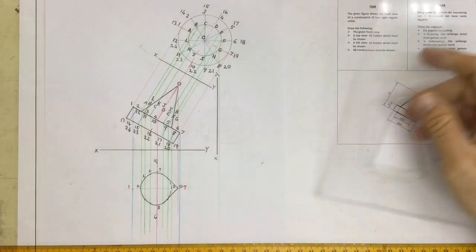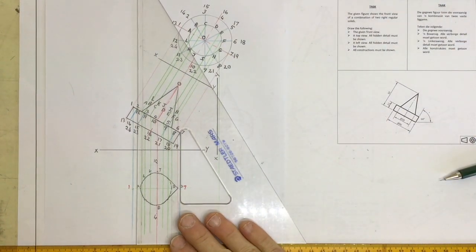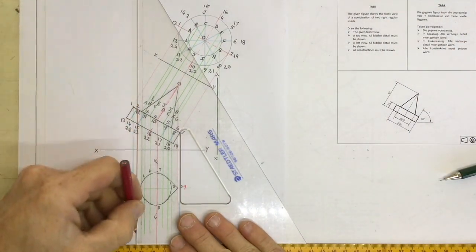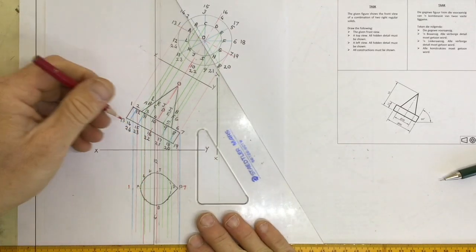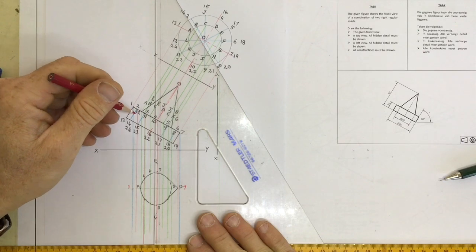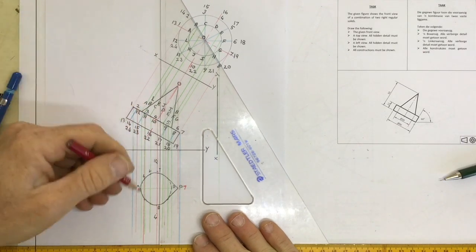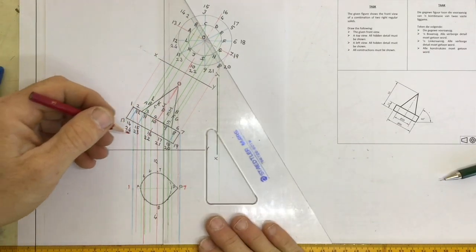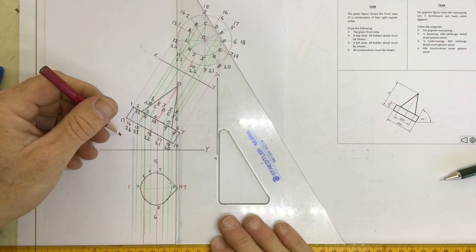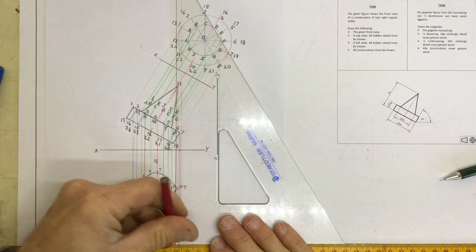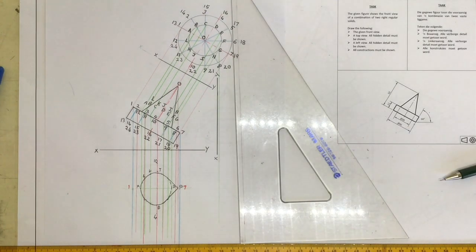I'm going to drop some lines down from 2 and 3, and 4, I've got already, so 2 and 3, I've got those 2 lines, and 5 and 9, and 6 and 8 over here. All right, and from those lines, I can now draw in the points that I need.